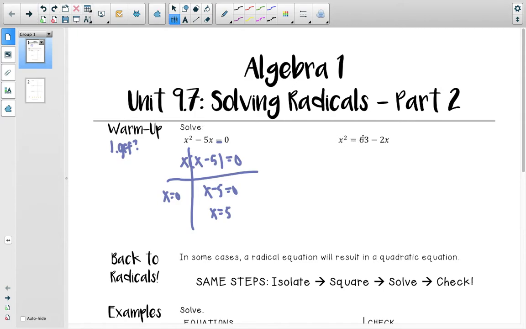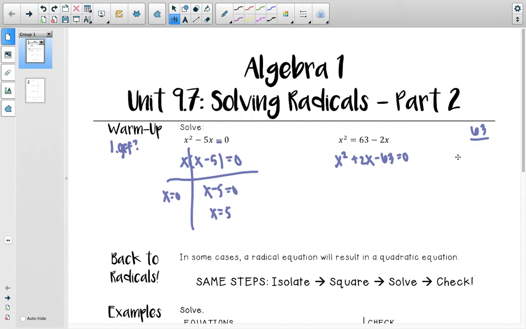Well, the x squared needs to be positive. We need to move everything over because you need to set it equal to 0. Since you have negative 2x, you're going to add that over. Since you have positive 63, you're going to subtract that over. And you're going to find the factors of 63 that get you 2, because we're going to go ahead and factor that.